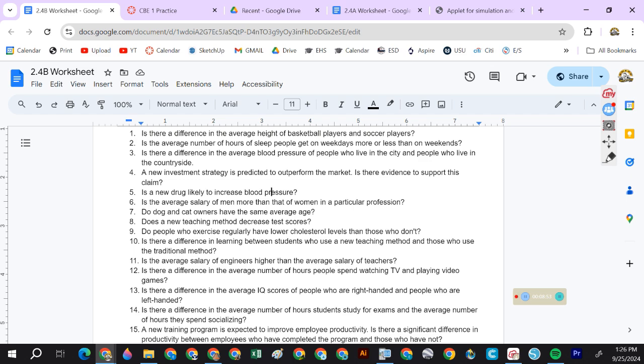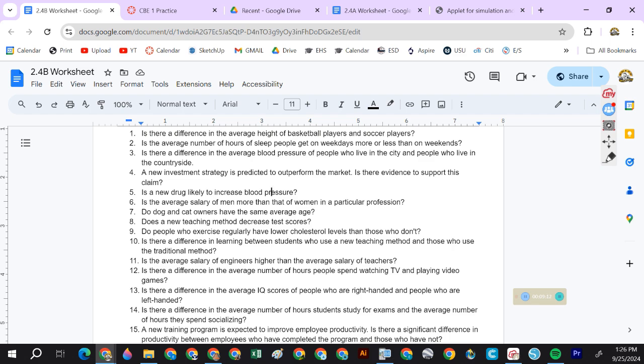Do dog and cat owners have the same average age? Two-tailed. 6 was one-tailed. Or sorry, two-tailed. No, 6 is one-tailed. I'm not going to listen to you guys anymore.